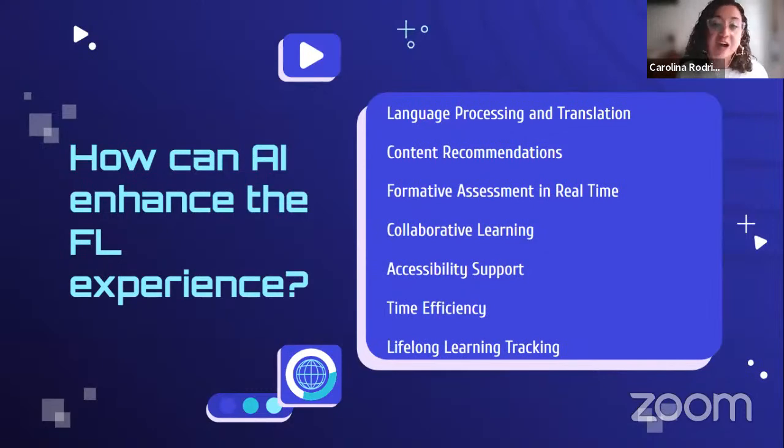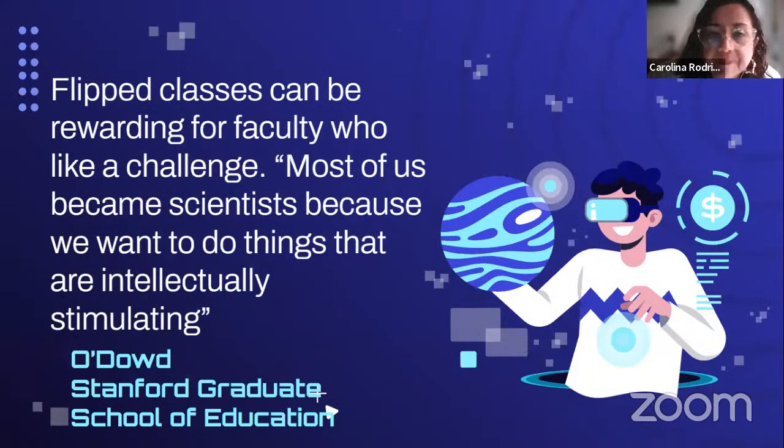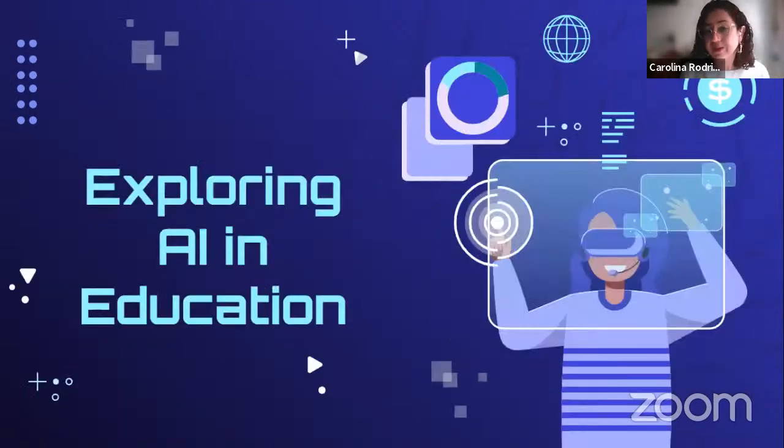And lifelong learning tracking. So we can help our students by creating action plans or creating models in which they learn on their own, and we can help them build that with artificial intelligence. So flipped classes can be rewarding for faculty who like a challenge. Most of us became scientists because we want to do things that are intellectually stimulating, right? We want to learn, that's why we're teachers. And so flipped learning is a great opportunity for that.